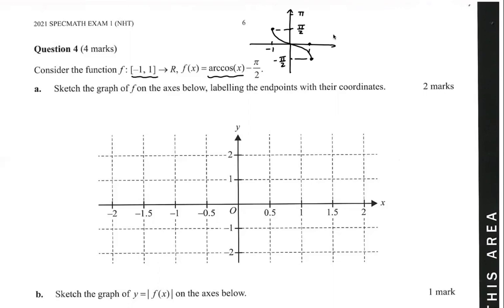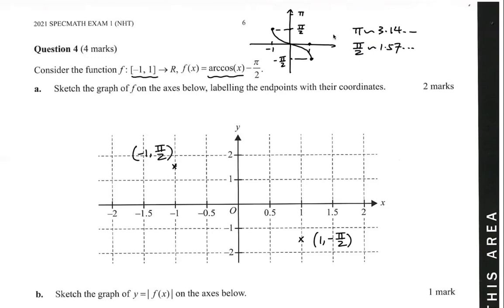All right, sketch the graph of f on the axis below, labeling the endpoints with their coordinates. So remember, pi is approximately 3.14. So half of that will be approximately 1.57, which is roughly 1.6 something. So minus 1, half pi is roughly here, and 1, minus half pi, which is the right hand point, is roughly here. Let's label them.